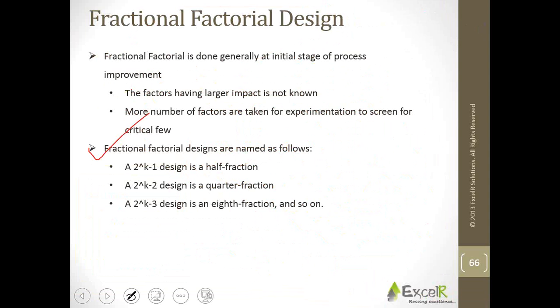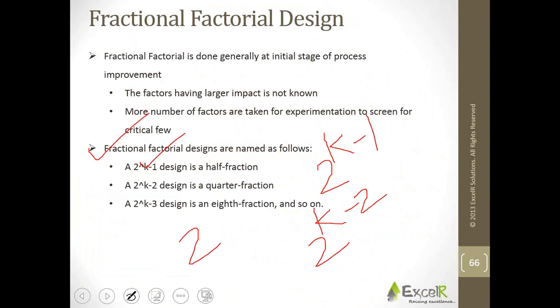Then fractional factorial designs are named as follows. This is 2 to the power k, actually, right? A 2 to the power k minus 1 design is a half fraction factorial design. 2 to the power k minus 2 is a quarter. Quarter means 1 by 4. 2 to the power k minus 3 is 1 by 8. So on and so forth.